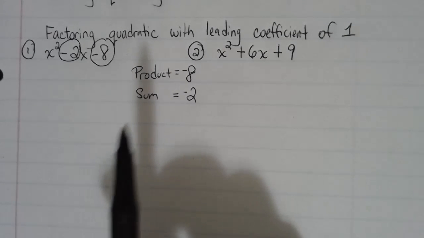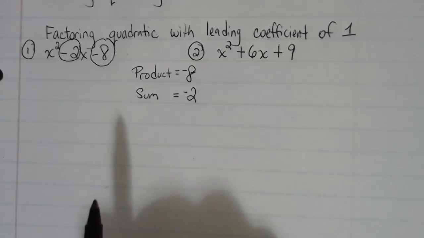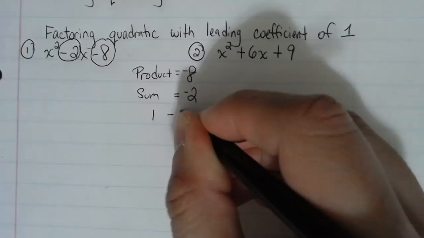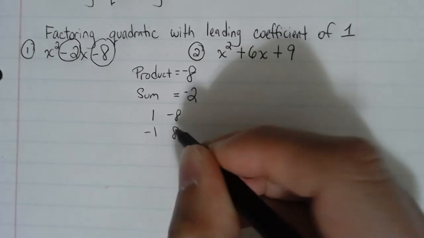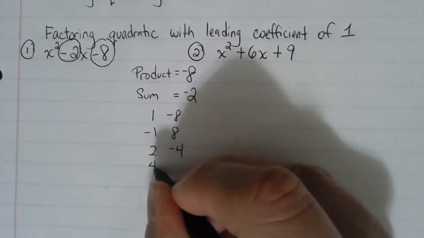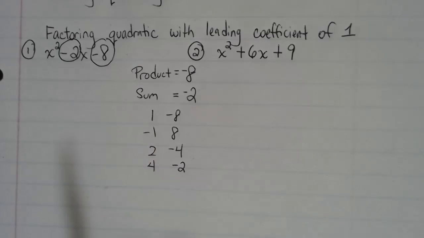The first thing we're going to focus on is the product of negative 8. There are many numbers that multiply to negative 8. For example, 1 times negative 8, negative 1 times 8, 2 times negative 4, and 4 times negative 2. We have found 4 pairs that multiply to negative 8.